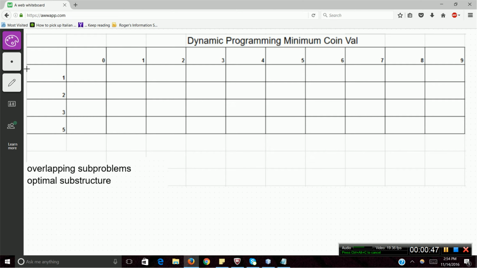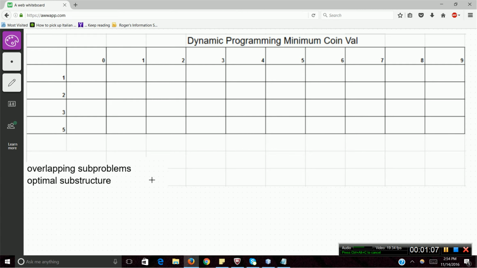Dynamic programming means our answer is going to be based off of this table, which we will fill in a minute. But first, I'm going to explain why we chose to use dynamic programming. We chose it because of these two qualities right here: overlapping subproblems and optimal substructure.